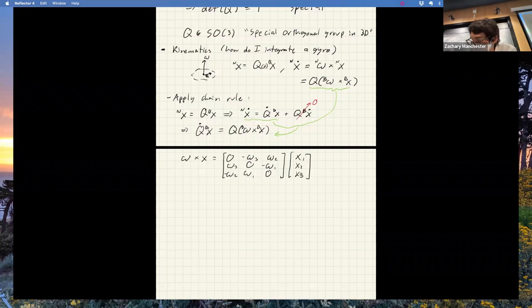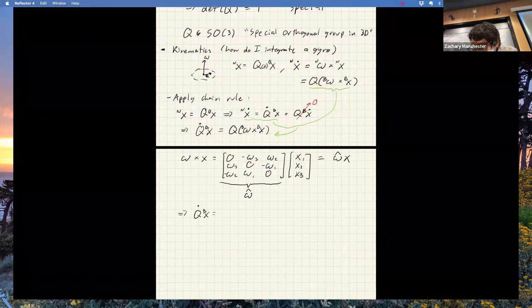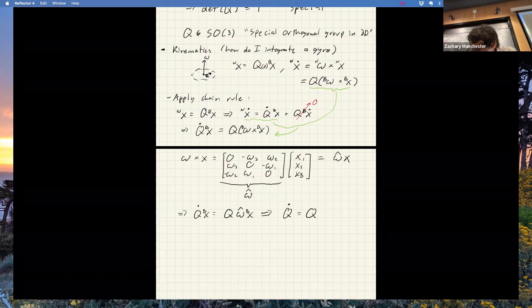So we're going to call this thing omega hat. Basically omega cross X equals omega hat times X, where omega hat is that skew-symmetric 3x3 cross product matrix or hat matrix or whatever. So if I now plug that in, I get Q dot times XB equals Q times omega hat times XB. And now the XB is arbitrary, any XB I want. So for that to hold, I can just take those off and say that Q dot equals Q times omega hat. And that is the answer.